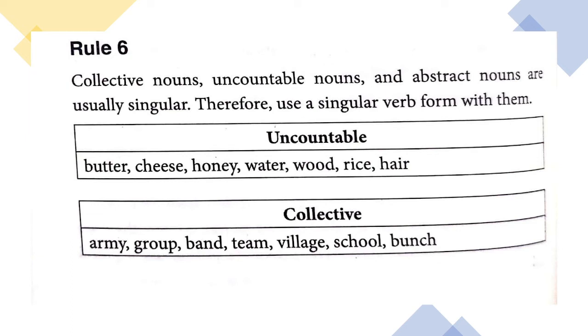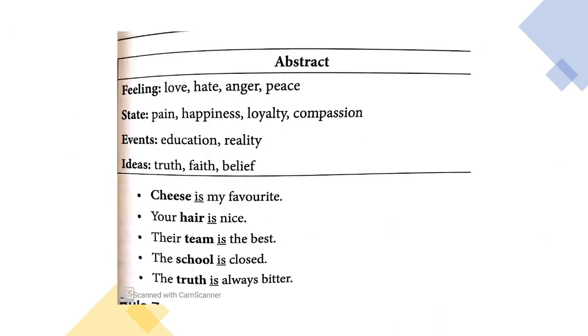Uncountable nouns: butter, cheese, honey, water, wood, rice, hair. Collective nouns: army, group, band, team, village, school, and bunch. There are also abstract nouns: feelings, that is love, hate, anger, peace, state, pain, happiness, loyalty, compassion, events, education, reality, ideas, truth, faith, belief. So for example, cheese is my favorite, your hair is nice, the team is the best, the school is closed, the truth is always better.